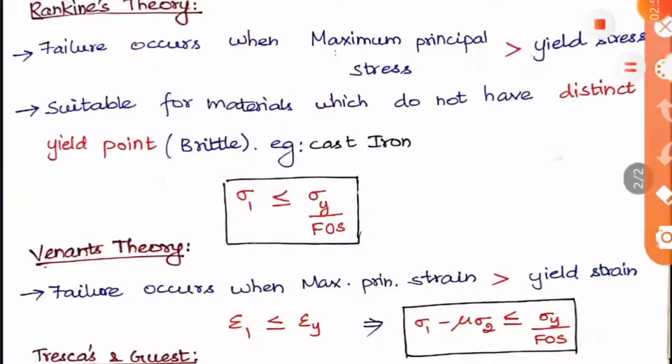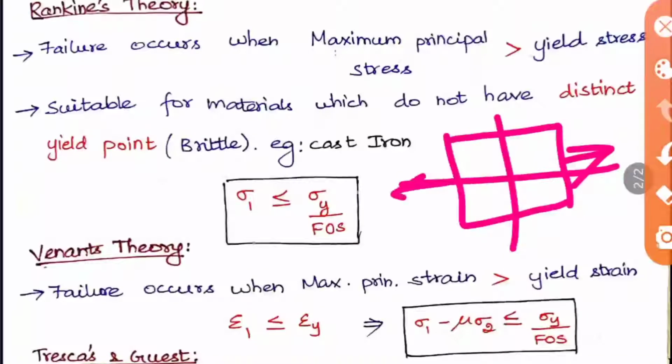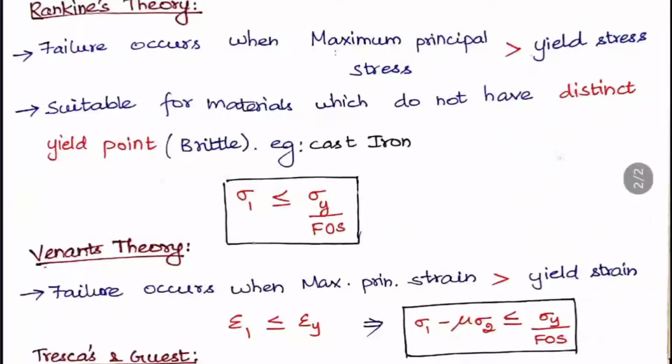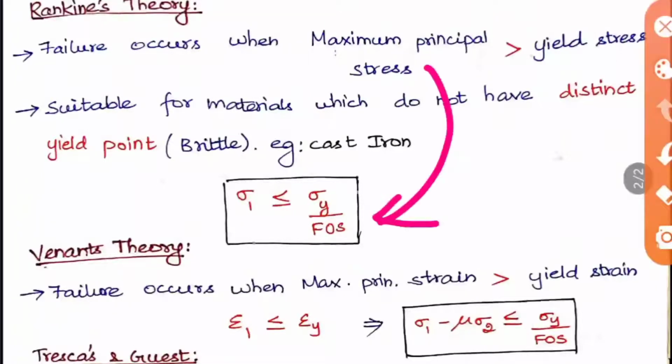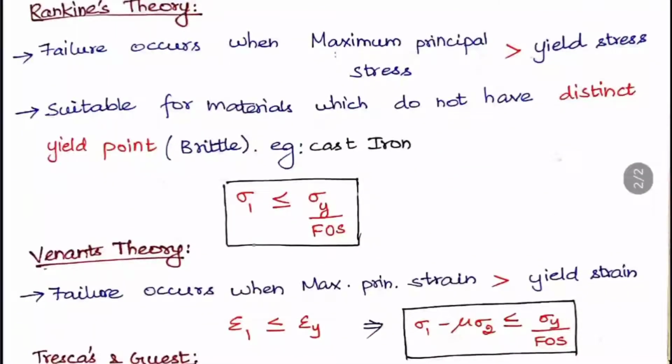Normally we draw the diagram like this, with the x-axis, y-axis, and the element like this. Here the horizontal axis will be sigma 1, and in the vertical direction sigma 2 will be acting. In some cases sigma 3 will be the third-dimensional stress also. In this case sigma 1 should be less than or equal to sigma y, where sigma y is the yield stress. Based on this theory concept only, they have derived this formula. Knowing this formula, knowing for which materials it is suitable, and knowing the different names are both enough. Rankine's theory is also called the maximum principal stress theory.